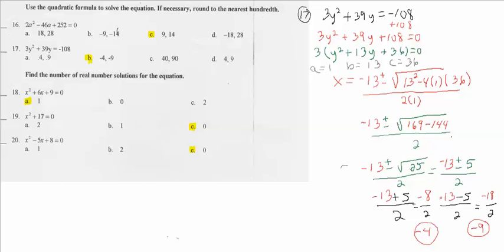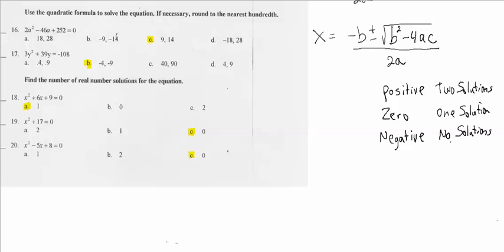Negative 13 plus or minus the square root, and I did the math here. I got 169. Negative 4 times 36 is negative 144, all over 2. Negative 13 plus or minus the square root of 25 over 2, so negative 13 plus or minus 5 over 2. Then I did my two problems. Negative 13 plus 5, which is negative 8 over 2, which is negative 4. And then the other one I've got negative 13 minus 5, which is negative 18 over 2, which is negative 9. And that's how I got the two answers there. Okay, the last three.